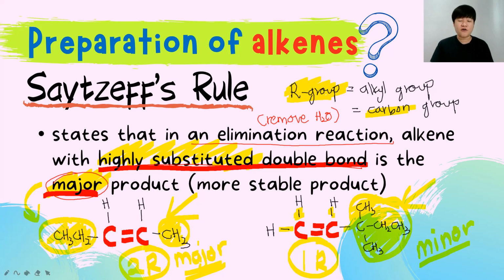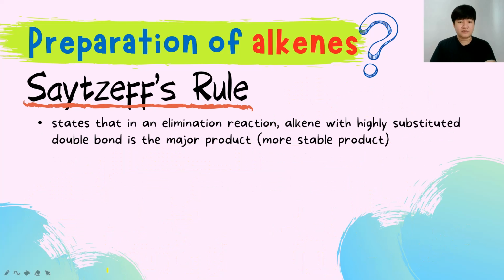Alright, so we only focus on the carbon-carbon double bond and how many R groups it is holding. The higher the number of R groups, the more stable they are, and they will then be the major product. So let's see my example over here. This is my double bond. For this first structure, you have one R group, two R group, three R group, four R group.